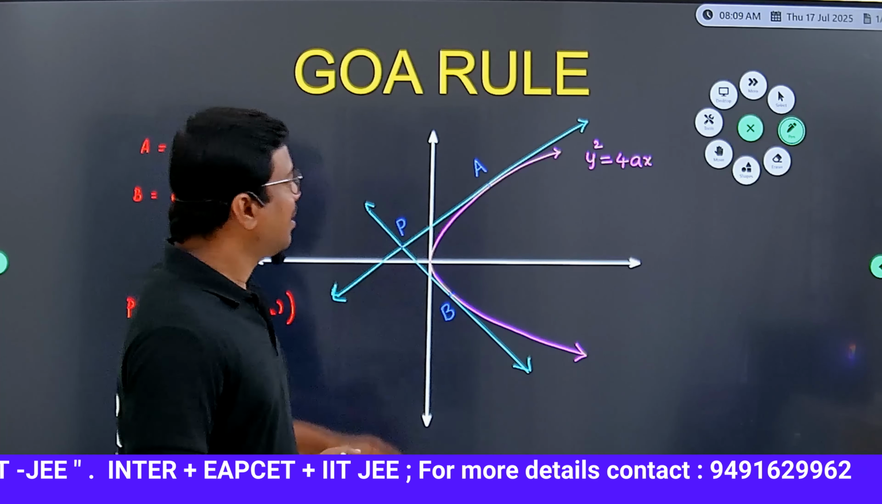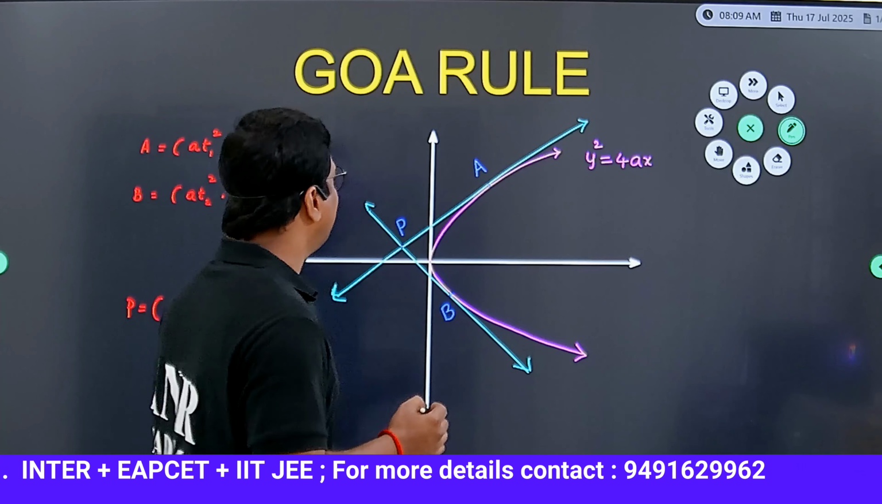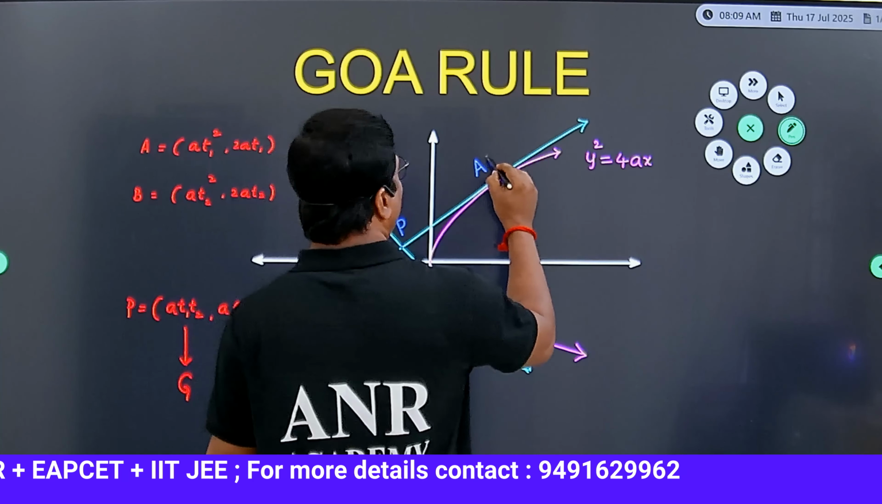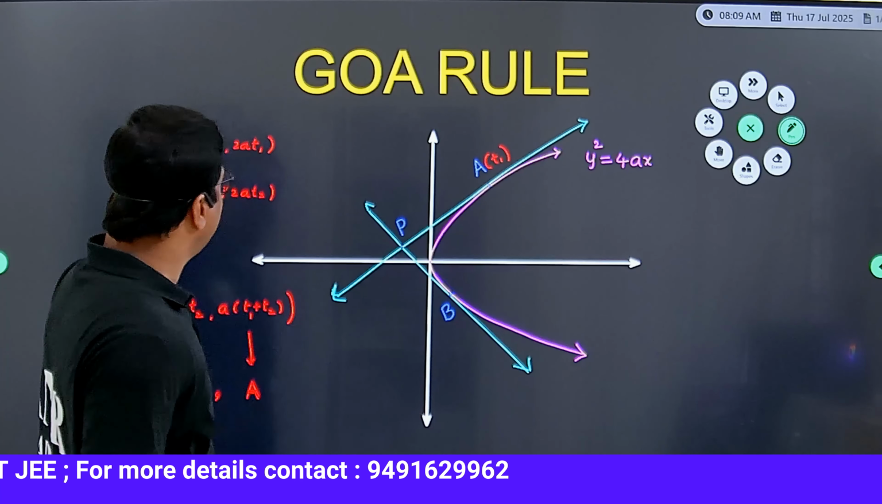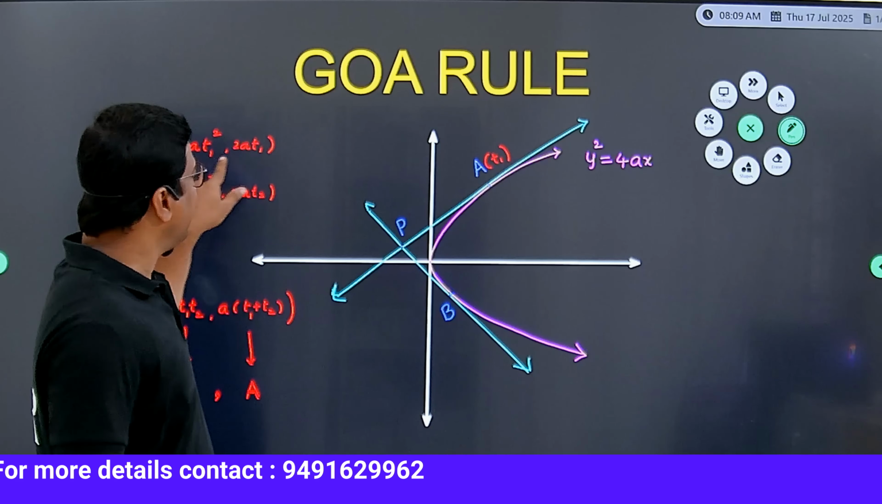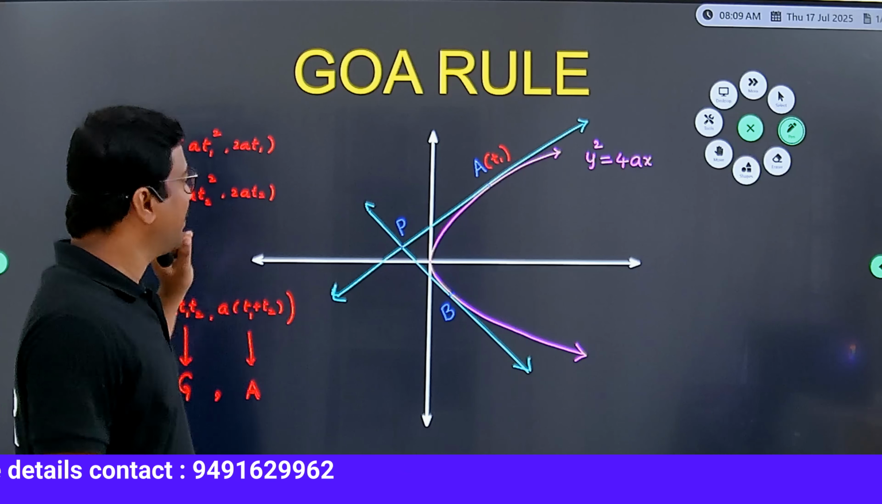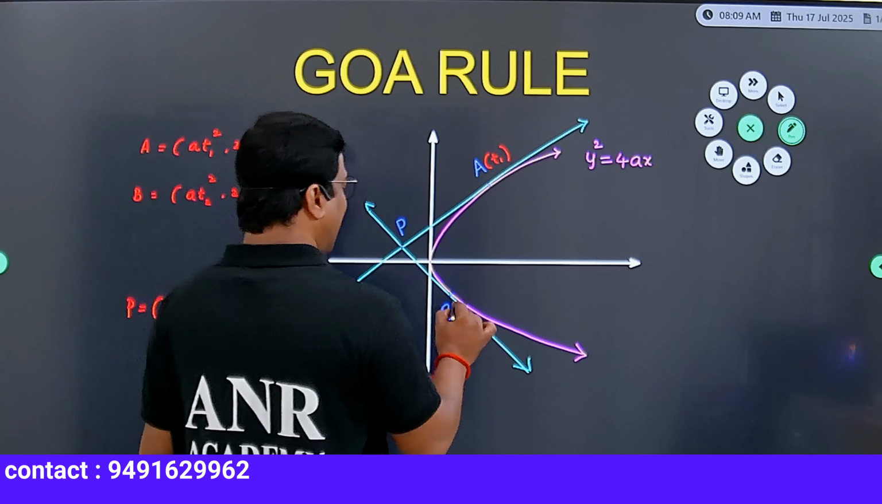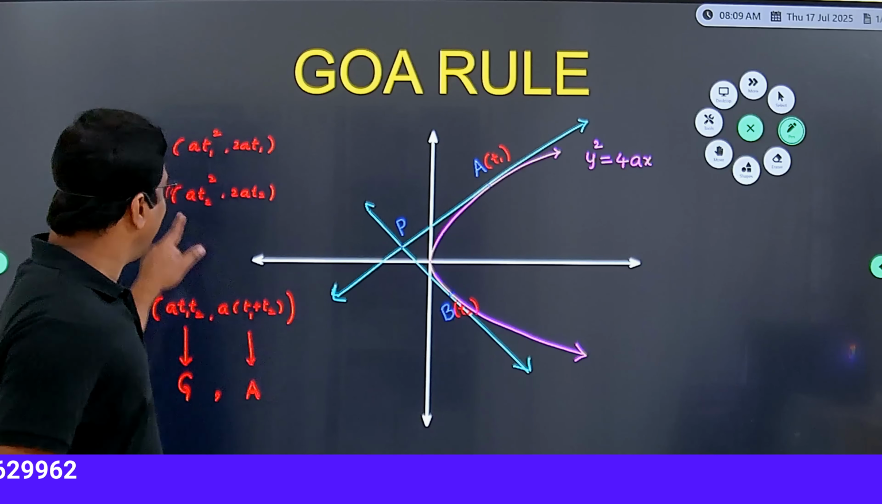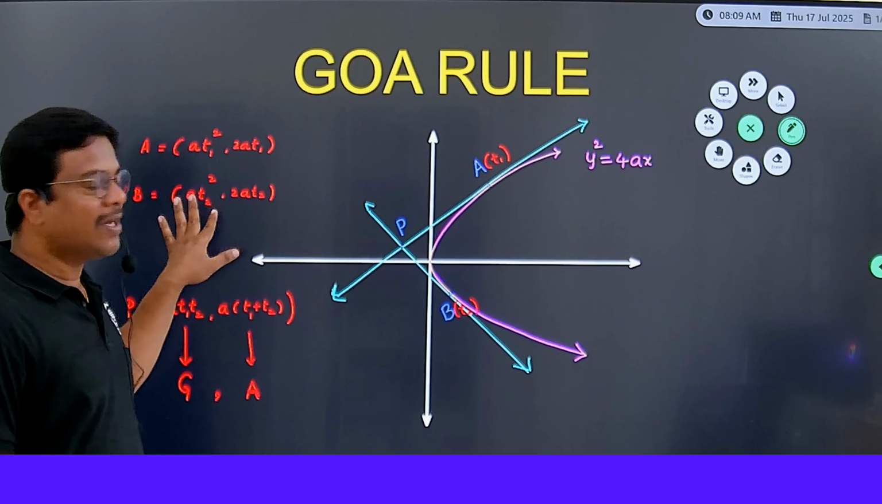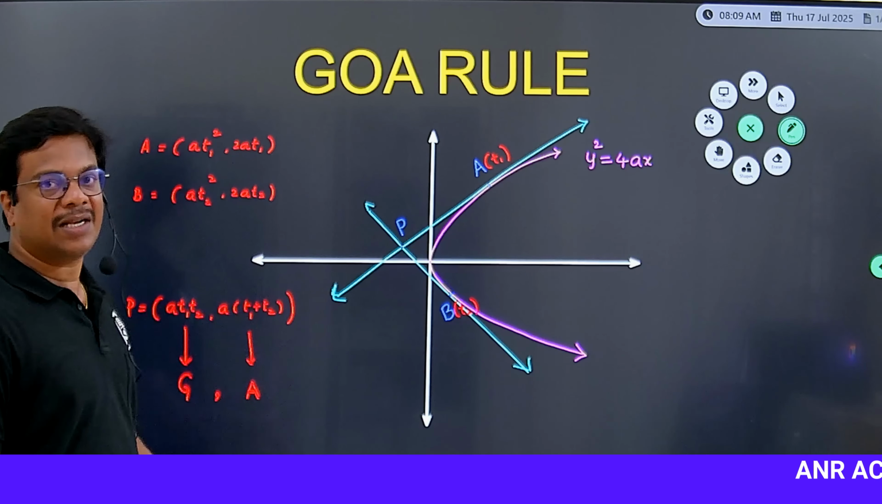We know that parametric form of point on standard form of parabola, at1, can be written as at1 square comma 2at1. Another parametric point, with parameter t2, is denoted by at2 square comma 2at2 in general.